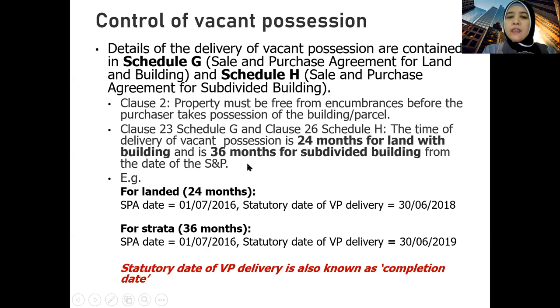From the date of the SPA, but for the subdivided building, the delivery of vacant possession should be made within 36 months of the date of the sale and purchase agreement, SMP or SPA. We call it either SMP, sale and purchase, or SPA, sale and purchase agreement. Okay, so again, for landed it is 24 months from the date of signing.